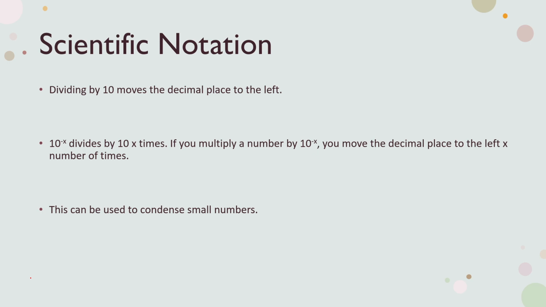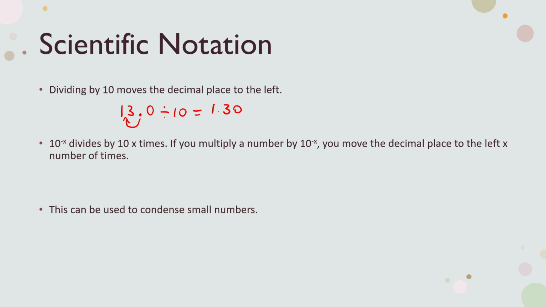On the flip side, we can also use scientific notation to condense small numbers down, and that's done by dividing by 10. So just a quick recap. If we divide by 10, we end up moving the decimal place to the left. So using the number that we used before, 13.0, if we were to divide by 10 instead of multiply by 10, we would be moving our decimal place to the left, meaning that our number would become 1.30.